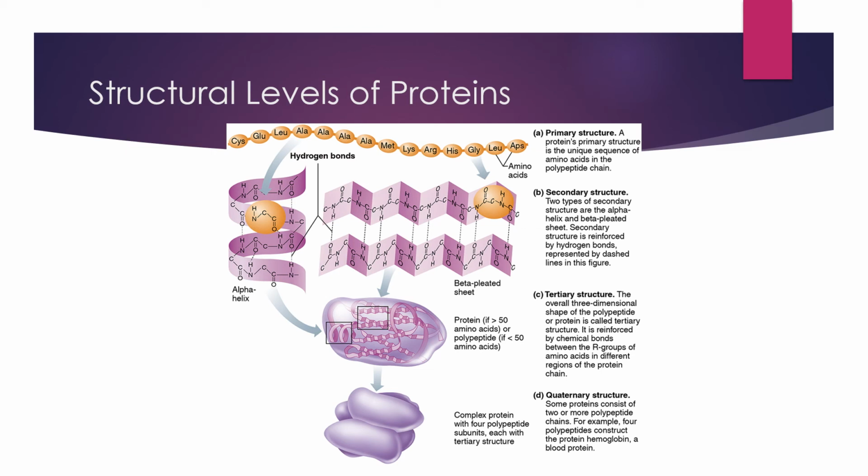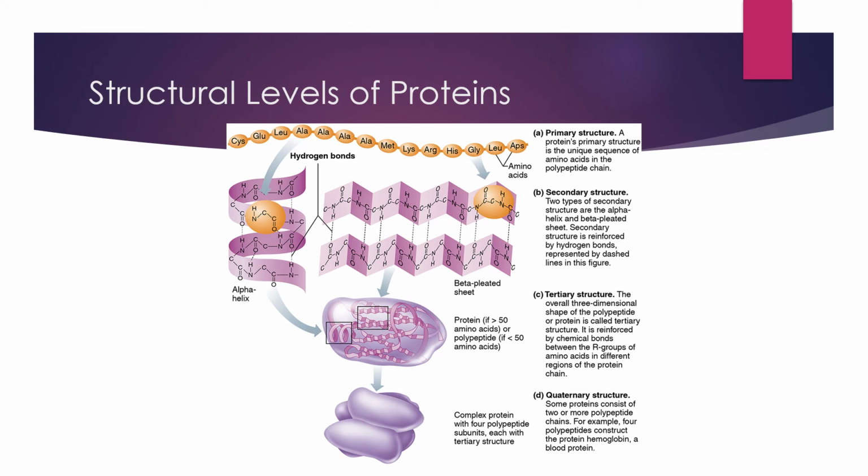Structural levels of proteins. So we have primary, secondary, tertiary, and quaternary. So a protein's primary structure is the unique sequence, just like I said, of the amino acids in the polypeptide chain. Secondary is going to be the alpha helix and the beta pleated sheet. It's reinforced by hydrogen bonds and represented by dashed lines in this figure.